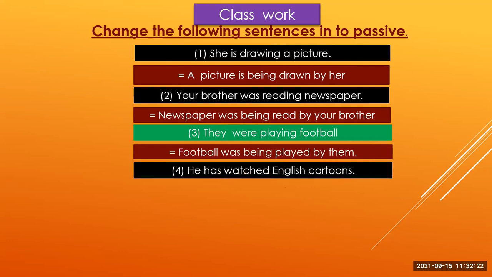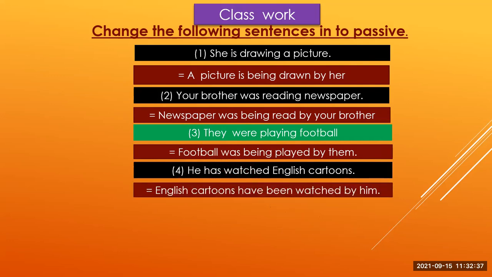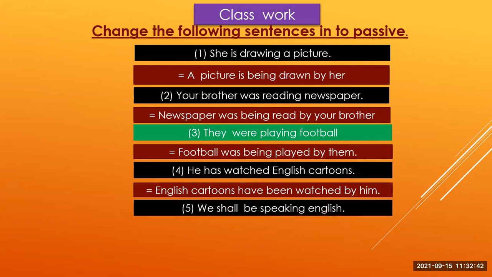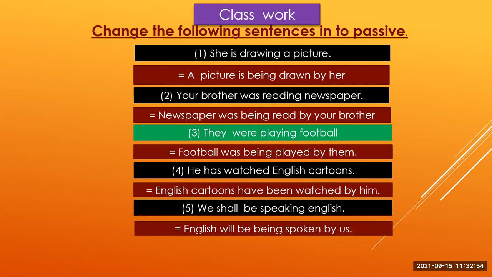Number four, he has watched English cartoons. This is a sentence of present perfect tense. So the passive form of this sentence is, English cartoons have been watched by him. Number five, we shall be speaking English. This is an example of future continuous tense. So the passive form is, English will be being spoken by us.